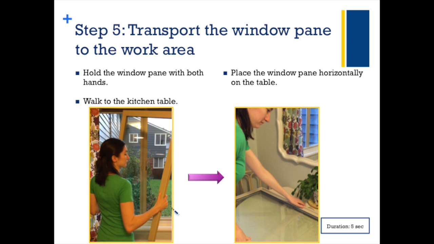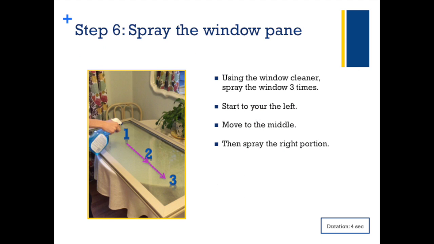The next step is to move the window pane to your work area. Hold the window pane on both sides using both hands, then walk to the kitchen table. Place the window pane horizontally on the table. Spray the window pane using the window cleaner 3 times. Begin on the left side, spray in the middle, and then spray the right side of the window.